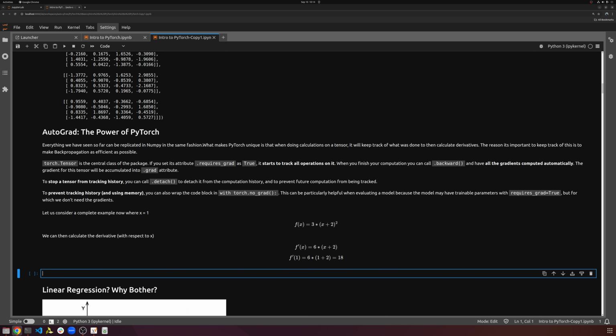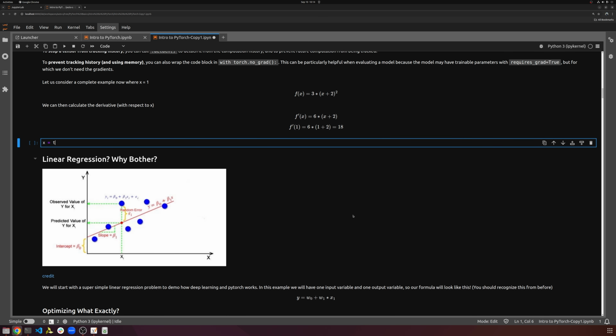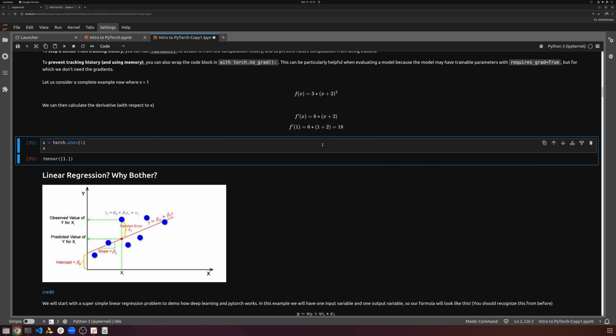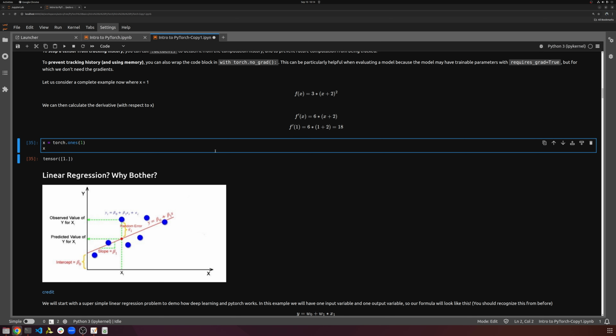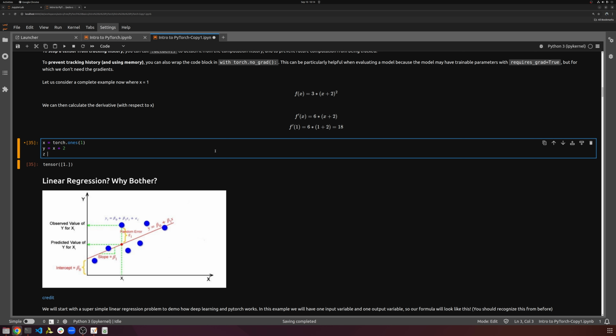So what we're going to do is create a tensor. We're going to do x is equal to torch.ones, and we're going to do 1. As expected, it's just a tensor with the value 1, because we want to evaluate this at 1. When x equals 1, we want the derivative there. Okay, no big deal. Now we're going to do y is equal to x plus 2, and then z is equal to y squared times 3. I've taken the function and composed it into a couple of pieces. You can also do it all in one line. I'm just showing how this works out in pieces. So we have x is 1.